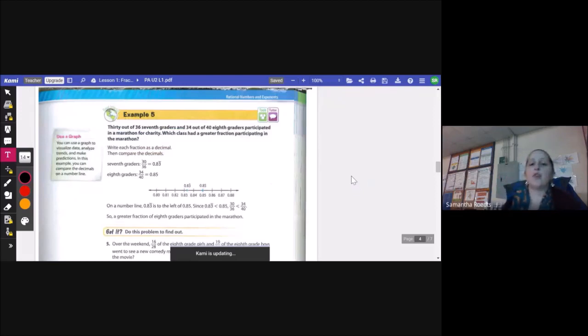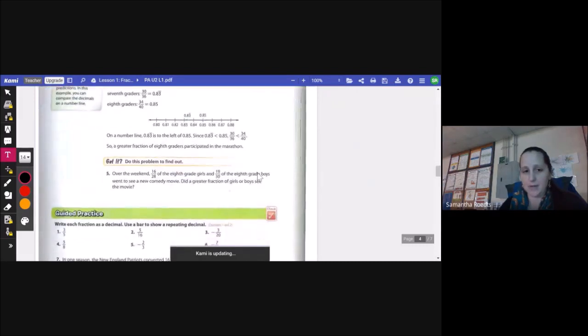So example 5, 30 out of 36 seventh graders and 34 out of 40 eighth graders participated in a marathon for charity. Which class had a greater fraction participating in the marathon? So I compare each. 30 out of 36, so 30 divided by 36 is 0.83 repeating, and 34 out of 40 gives me 0.85. 0.85 is larger, so the eighth grade had a larger fraction of participants in the marathon.